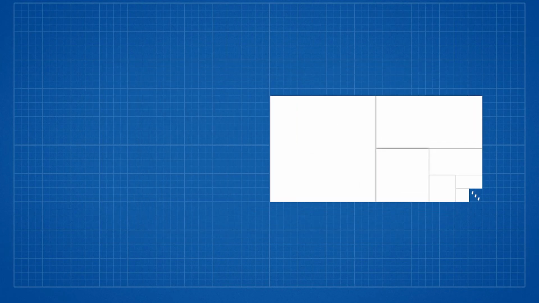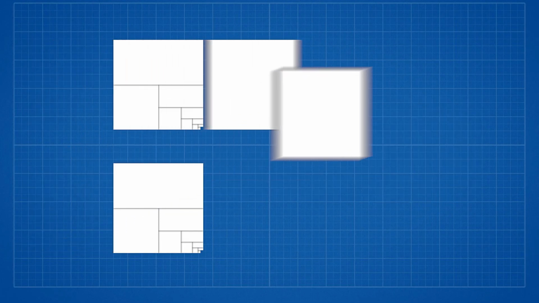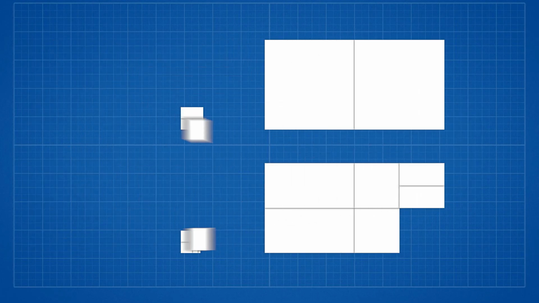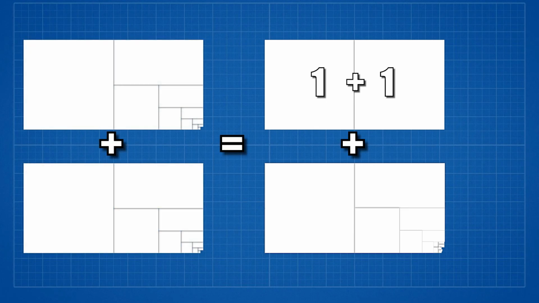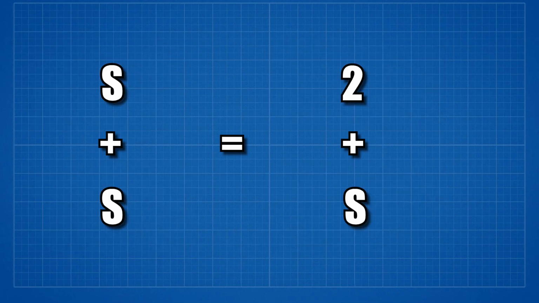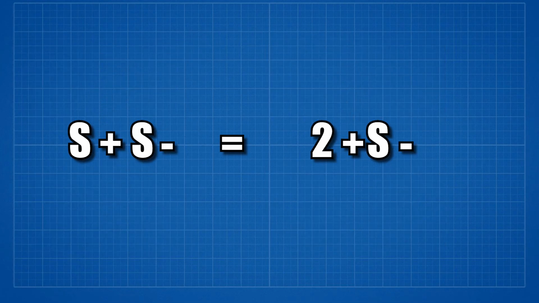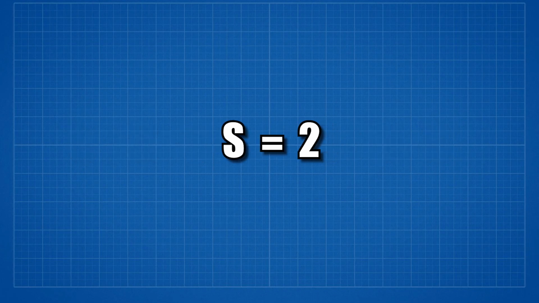Well, let's call this new shape S. If we add the squares together with the same size, we get 2 plus a shape that looks exactly like the S we started from. That's because it is exactly S. And now we have a simple equation. S plus S equals 2 plus S. Subtract both sides by S and we get S equals 2. So this whole shape has an area of 2.